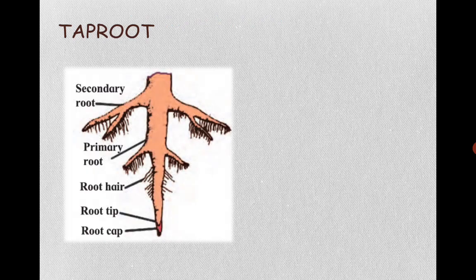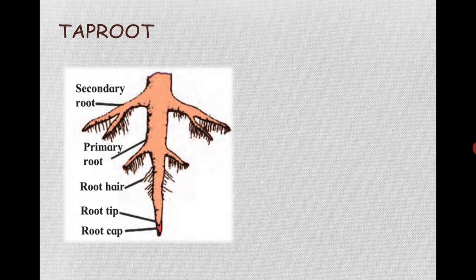Taproots have a main root known as primary root. This primary root produces secondary roots, as you can see in the figure. Secondary roots spread wider and give support to the plant. The hair-like structure near the root tip is known as root hair.